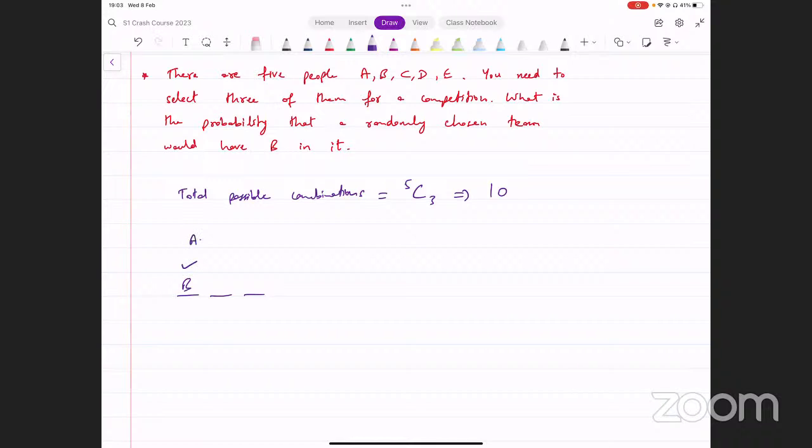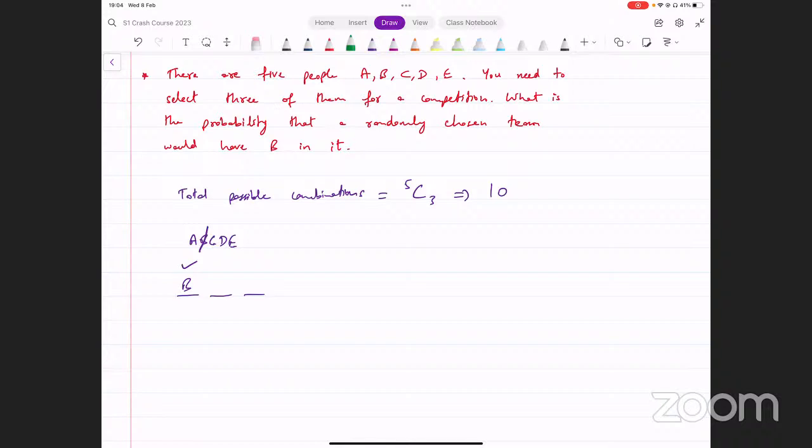We had A, B, C, D, E. These were the 5 people. Out of them, B is already selected. So B is gone from there. We have 4 people left now. We only have options for these 4 people now. 2 out of these remaining 4 people have to be selected.